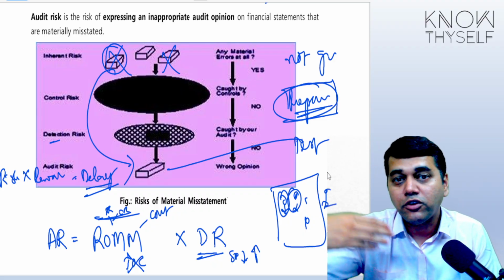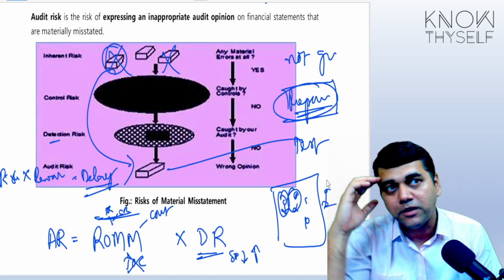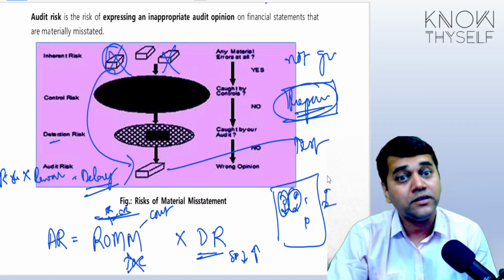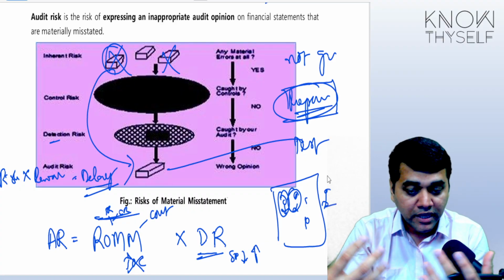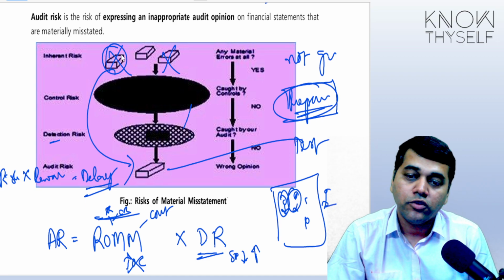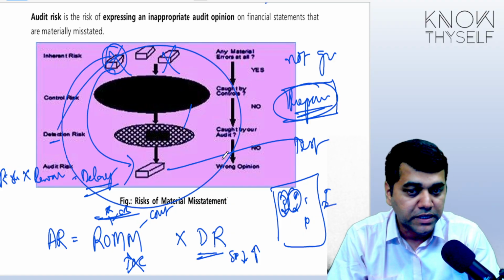Because an auditor is not an enemy of the management, though the traditional perception is that auditor and management are enemies. No, the auditor is a business partner. He can help. They require coordination between both. So I hope you are clear, students, about this particular picture.